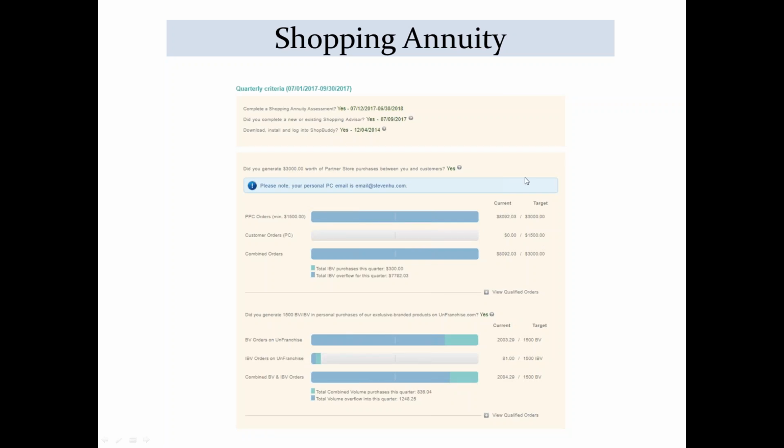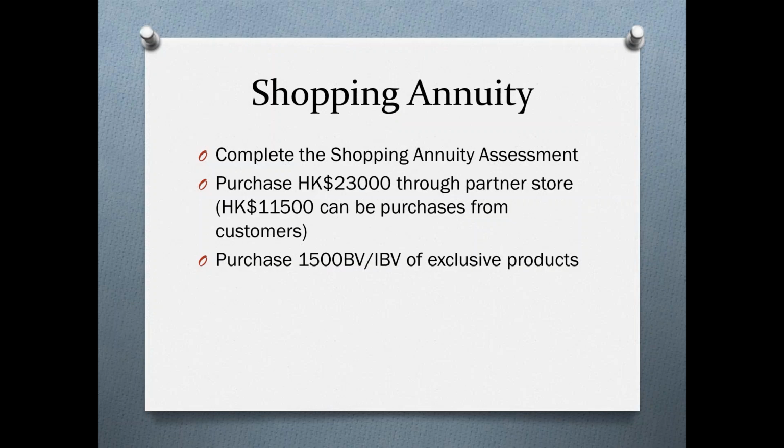Actually this one is my US shopping annuity, but in Hong Kong it's 23,000 Hong Kong dollars in a quarter. When you break it down per month, it's about 7,000, and probably half of it you can use yourself, and half of it is from your customers. On BV, it's 1,500 BV and IBV combined. So you talk to people, sell some product, use some product, and you'll meet those requirements sooner or later. Okay, so what is the requirement in shopping annuity?